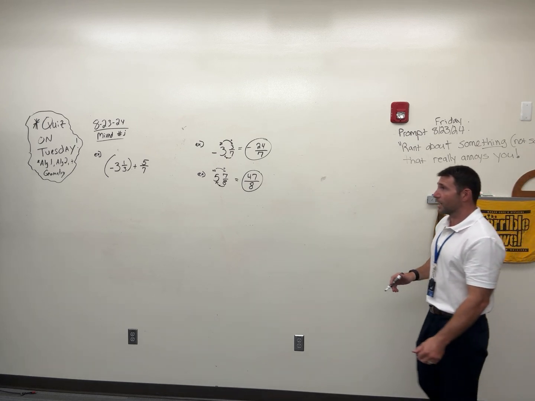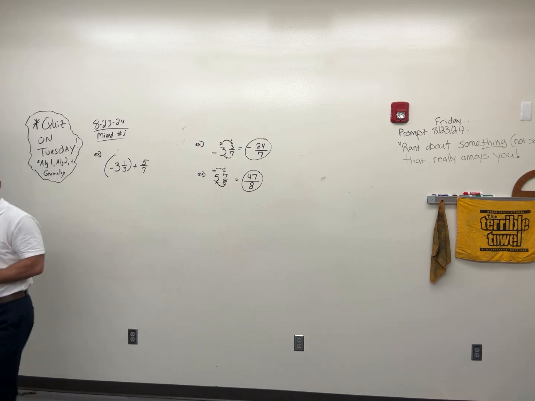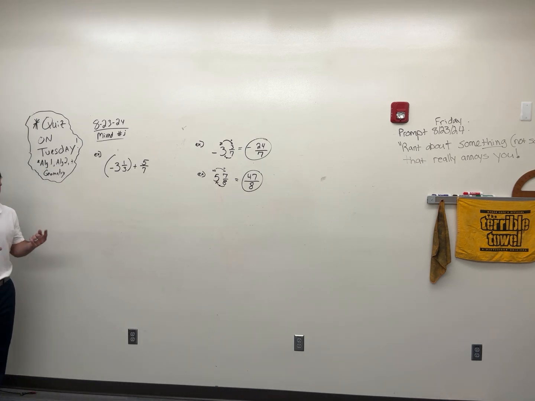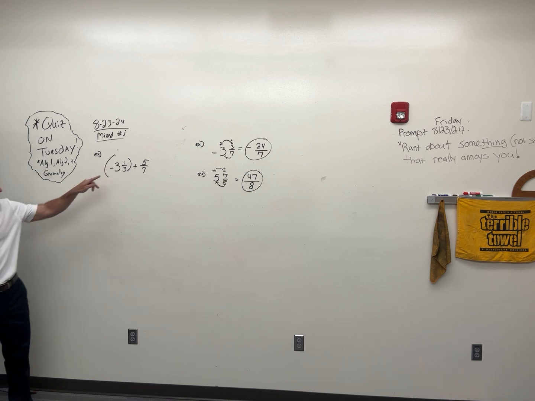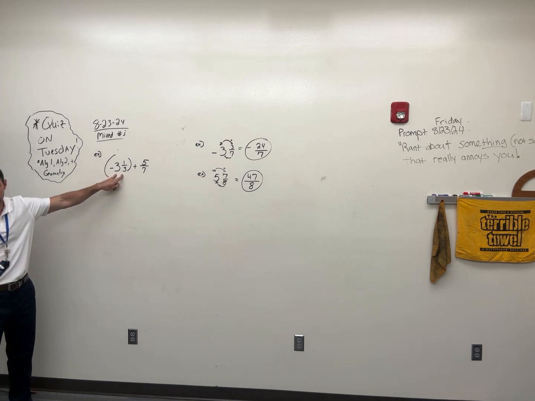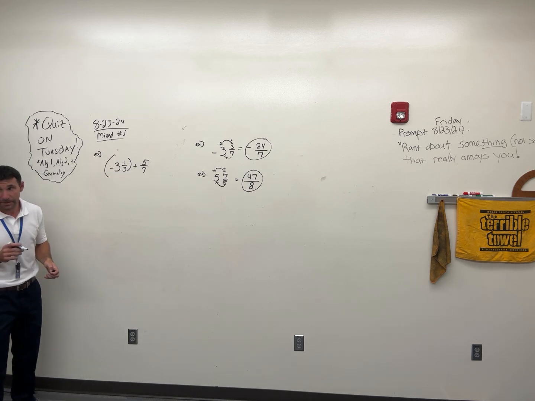So before we start adding, there's a couple things that we need to do. Do they have the same denominators? No. That's not even question 1 though. Question 1 is, what's up with this? Can we have a mixed number? No. So what do we need to do? If it's a mixed number, we change it to an improper fraction.